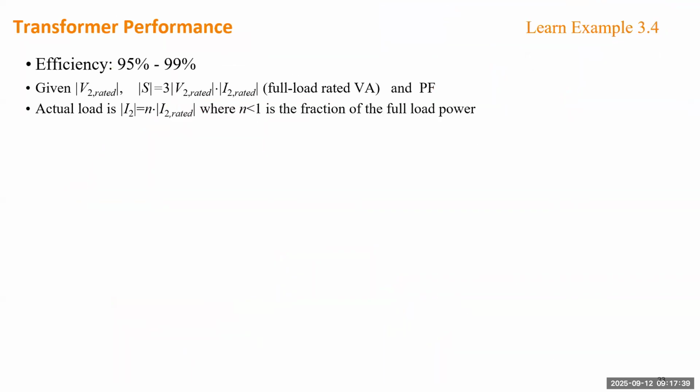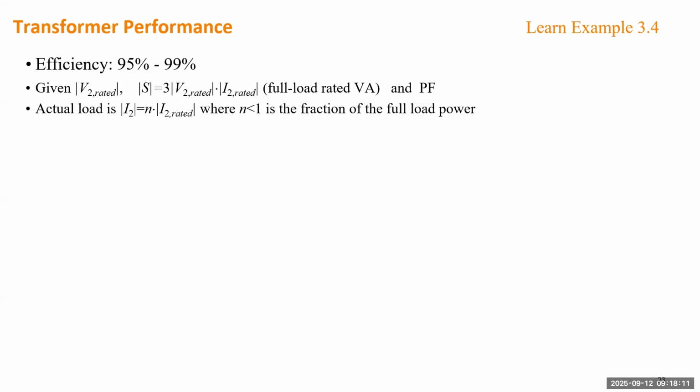Okay, next I want to quickly talk about the efficiency of a transformer. Because it's not an ideal transformer, efficiency will be lower than 100%. So we need to model the power loss of the transformer. For any part of the transformer with some resistance, or that can be modeled by resistance, that will cause some power loss.